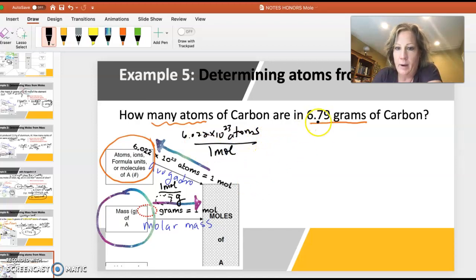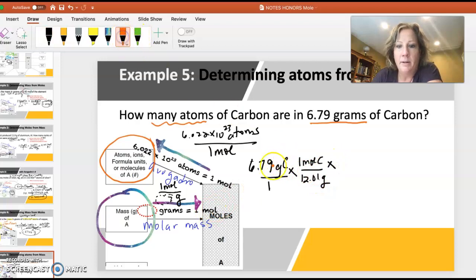First thing, I would start with the beginning number that they give me, 6.79 grams of carbon. And now I'm going to set up this conversion right here. So 1 mole is 12.01 grams from the periodic table. That's my molar mass. So I'm in moles. If I were to stop there, I would have moles of carbon. But I'm going to go one more step. I'm going to put 1 mole on the bottom, because then that'll cancel this mole, and Avogadro on the top.